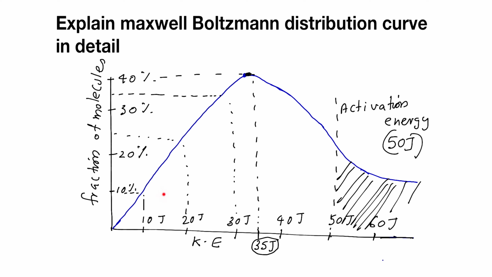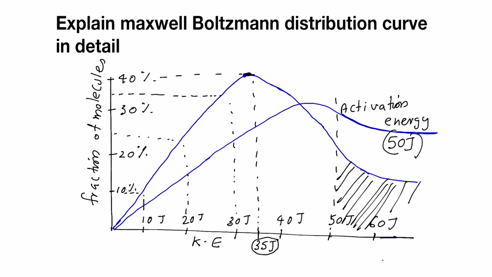So you can see an overall shift of energy of molecules towards the right. Okay, so assume that we increase the temperature by 10 degrees Celsius. So what will happen? See, the graph will shift like this. The graph will shift like this. Okay.